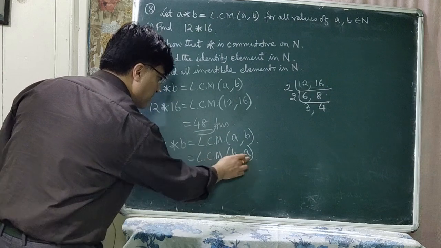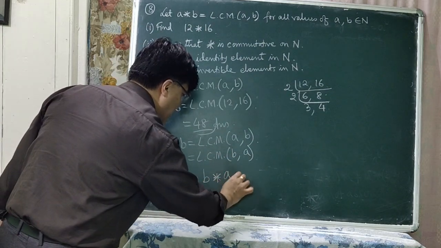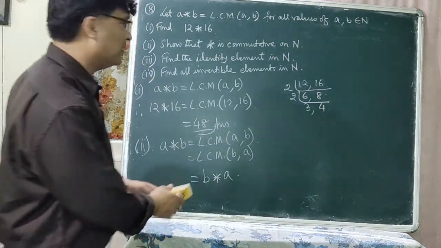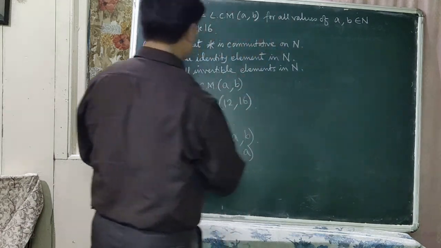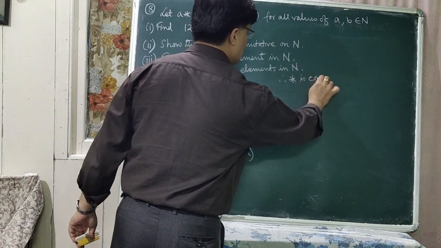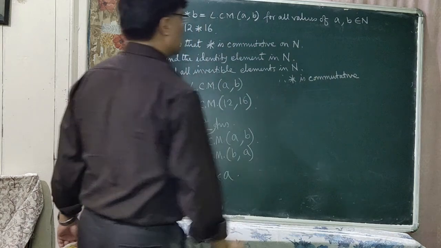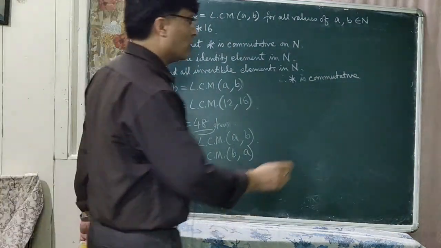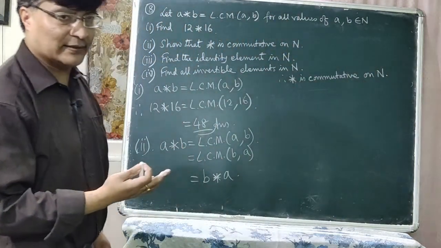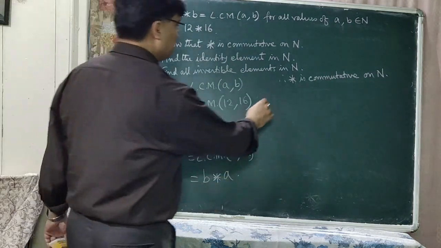That means here it is defined as what? Now B is written first. So B star A. So it is commutative. So star is commutative on N. Therefore star is commutative. So that is the answer for the second part. Now let's do number 3.